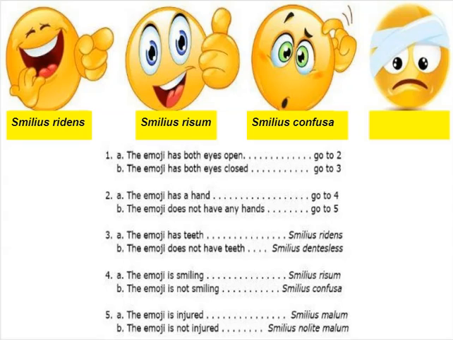And then we'll go back up again. 1A says the emoji has both eyes open, and it does. We go to 2. The emoji has a hand. That one doesn't. So 2B says the emoji does not have any hands. We go to 5. The emoji is injured on 5A, and yes, it does look like it's injured with that bandage around its head. So Smilius malum is that last one. That's how you work these out, guys. You've got some examples to work on. I've got some for you to practice on.